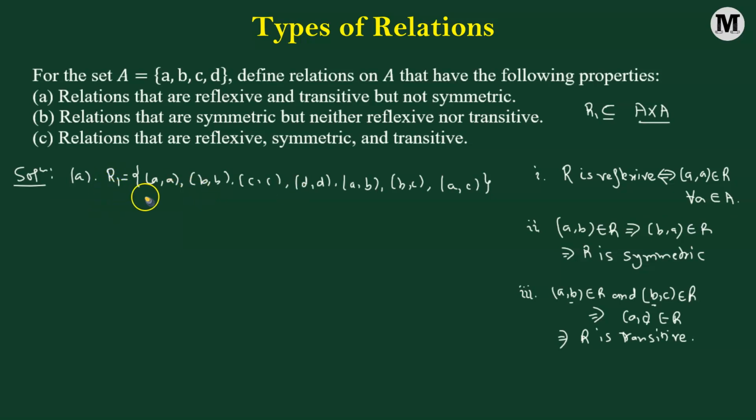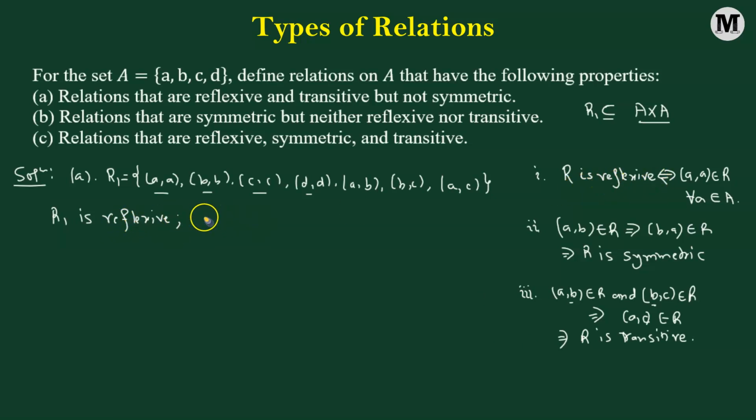Taking the help of this relation, we can clearly say that R1 is reflexive. Why is it reflexive? Because how many elements are there in the set A? a, b, c, and d, four elements. All the ordered pairs (a, a), (b, b), (c, c), and (d, d) are present in R1. This satisfies the definition of reflexivity, so R1 is reflexive.